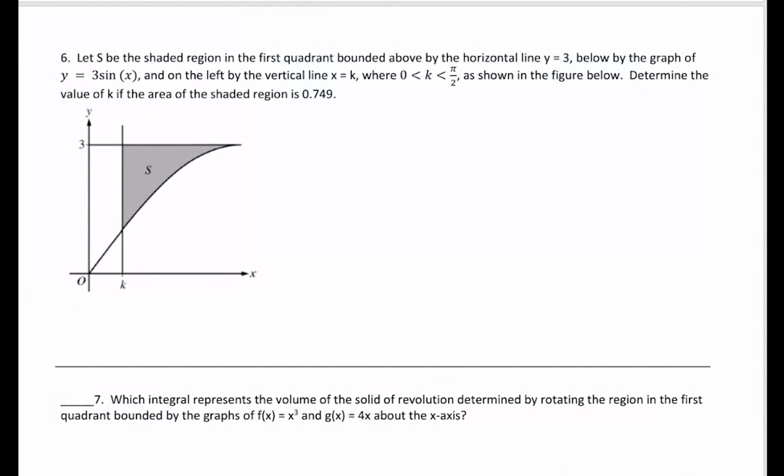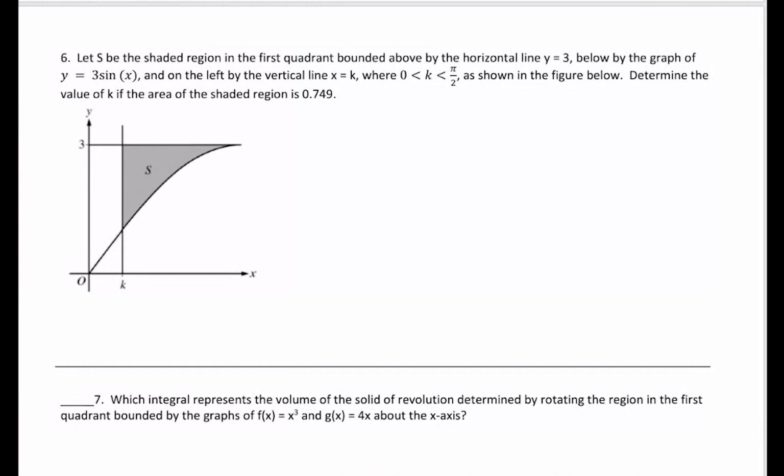Number 6 says, let S be the shaded region in the first quadrant, bounded above by the horizontal line y equals 3. You can see that up here. Right, here's y equals 3. Below by the graph of y equals 3 sine x. Okay, so that's going to be that function down below. And on the left by a vertical line, x equals k, where k is in between 0 and pi over 2. Determine the value of k if the area is 0.79.